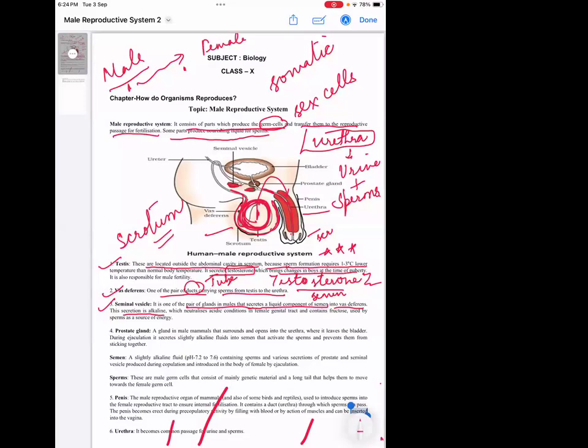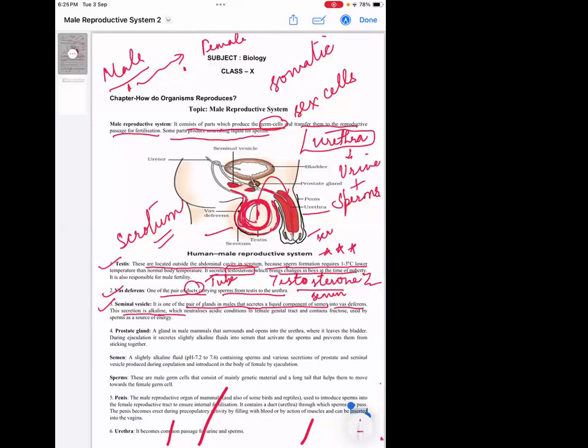It is actually important. It is not a waste thing. The semen provides nourishment to the sperm. That is why it is important. See, in the next line it is given very clearly: the secretion is alkaline. Now, acidic conditions will be there in our body, so something has to be there to neutralize it.